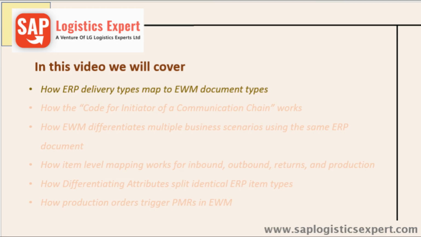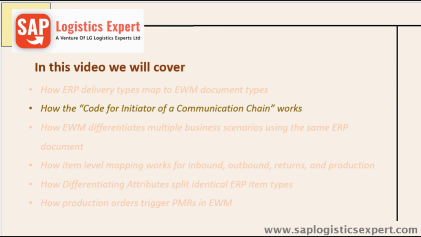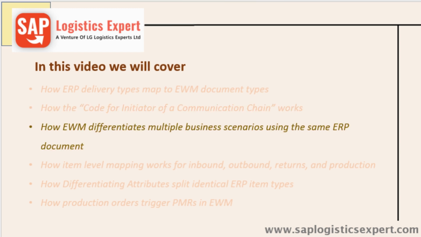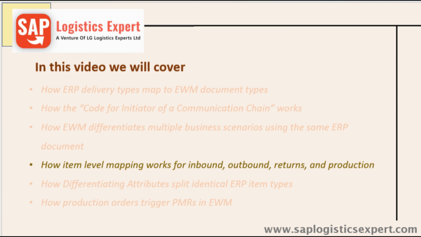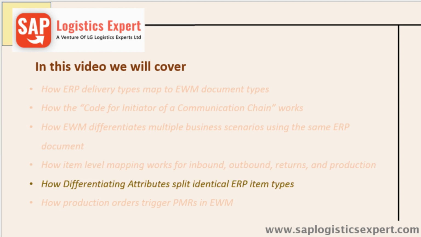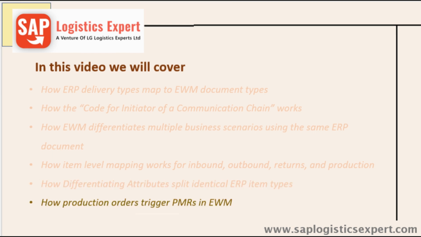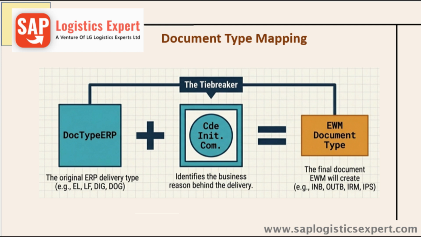In this video, we will cover how ERP delivery types map to EWM document types, how the code for initiator of a communication chain works, how EWM differentiates multiple business scenarios using the same ERP document, how item level mapping works for inbound, outbound, returns, and production, how differentiating attributes split identical ERP item types, how production orders trigger PMRs in EWM. Document type mapping.